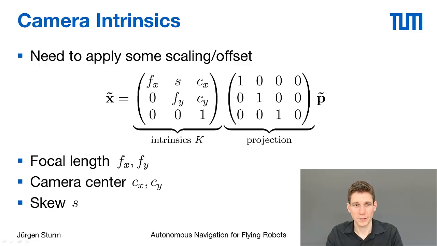Then we also need to specify where the camera center is. This is typically in the middle of the image, but it doesn't necessarily have to be there. It depends on where exactly the lens is mounted and where exactly the sensor is mounted. So during calibration, it often makes sense to calculate these values. And then there can be a skew factor that determines whether or not the pixels on the image array are orthogonal. But in almost all modern cameras, there is no skew, so this S can be assumed to be 0.